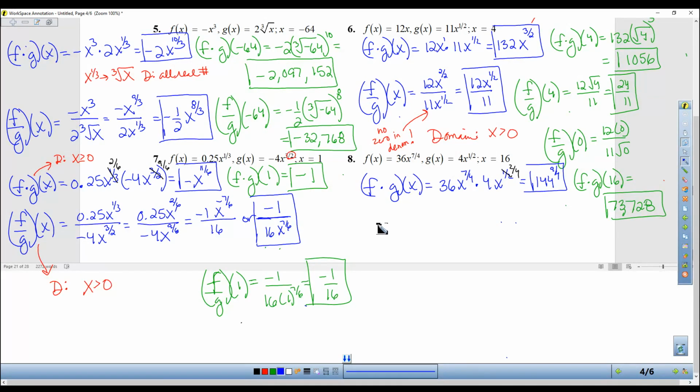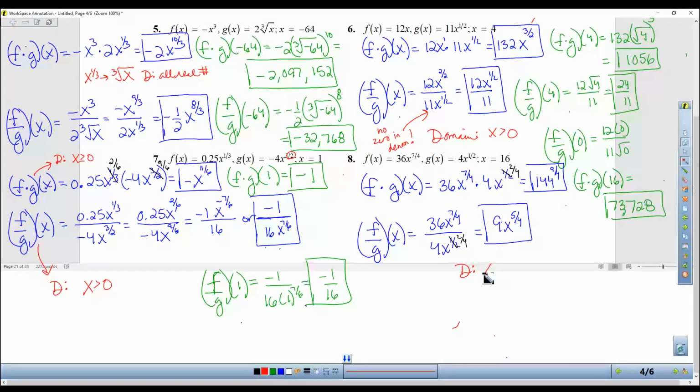And the last one, f over g of x is going to be 36 x to the 7/4 over 4x to the 1/2, which I'm immediately going to change to 2/4. And now 36 over 4 makes 9, and 7/4 over 2/4 makes 5/4. So now that it's simplified, you may think that x could be equal to 0, but remember, you must always check for that beforehand. So our domain is going to be that x has to be greater than 0, but not equal to. And for this one, because there's no denominator, x can be just greater than or equal to 0. And that comes from this 4th root there.